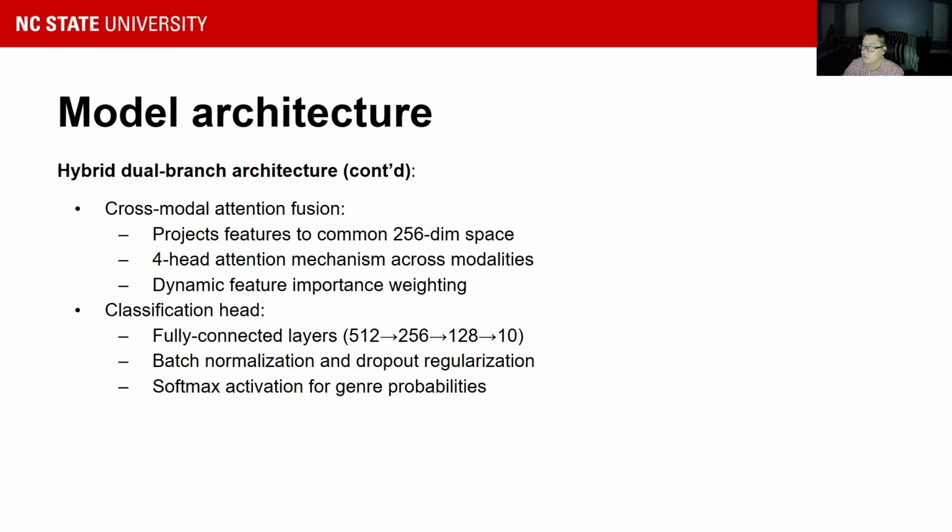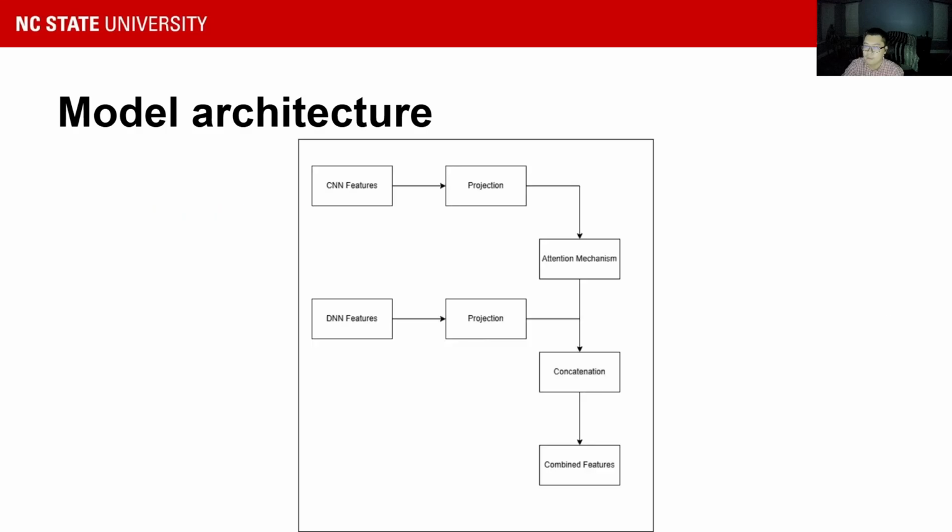Continuing on the architecture, features from both branches pass through a final cross-modal attention fusion with projections. They are then concatenated and go through a final classification head with fully connected layers, batch normalization, and dropout. The final output uses softmax activation for genre probabilities. And here is a diagram on the final portion described in the previous page.